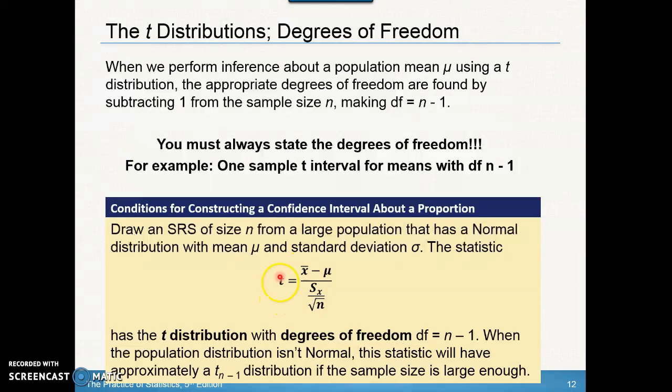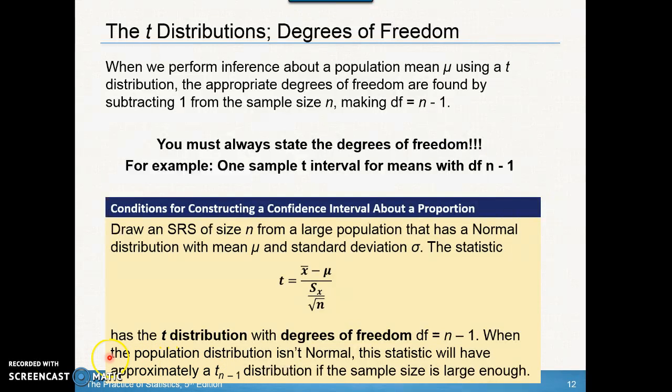Now, the t-statistic looks exactly the same as the z-statistic. The only thing that's different is we're using the sample standard deviation instead of the population standard deviation. So to get a t-score, we take your sample mean minus the population mean, divided by the sample standard deviation over the square root of n, because this is using the sampling distribution where we're taking samples of size 5, 10, whatever. Now, when the population distribution isn't normal, the statistic will have approximately a t distribution with n minus 1 degrees of freedom if the sample size is large enough.